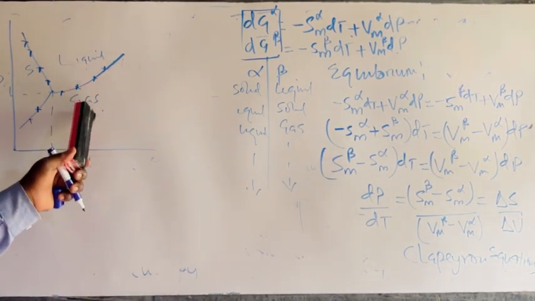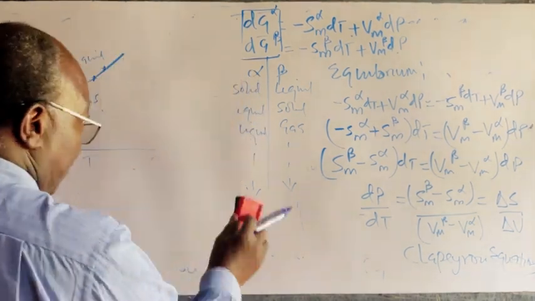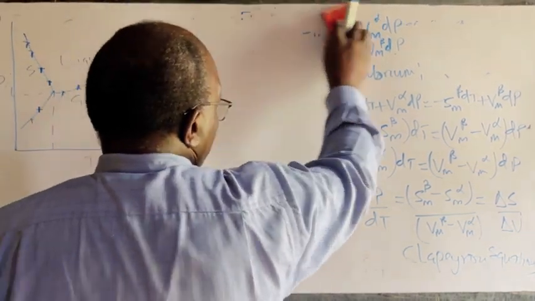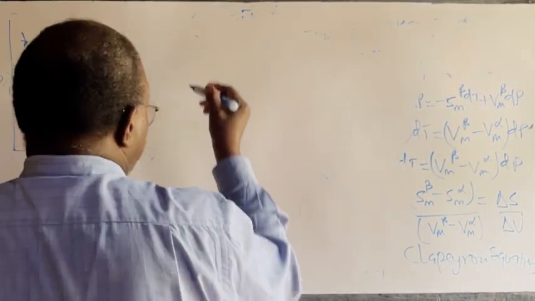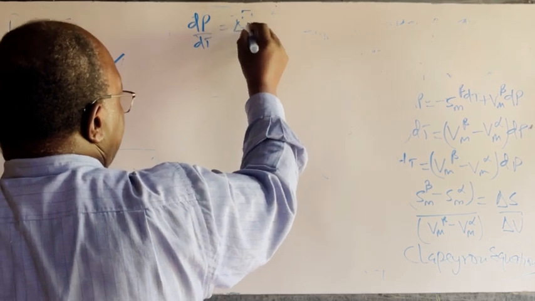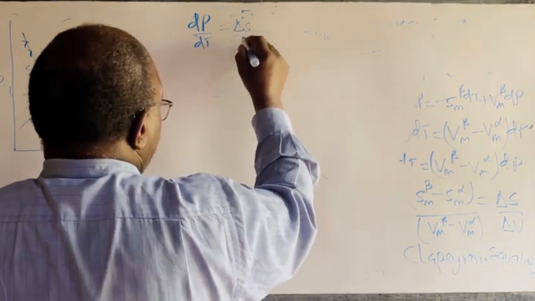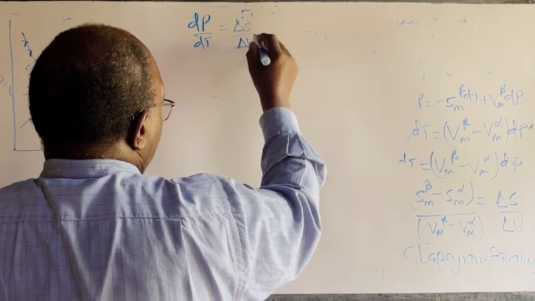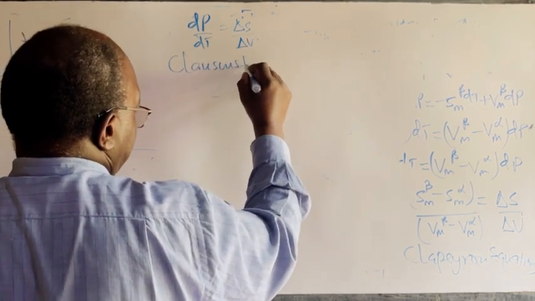The liquid and the gas boundary. Let's see how we do that. We have said that dP by dT is equal to delta S over delta V. Now, we use what is called the Clausius inequality.